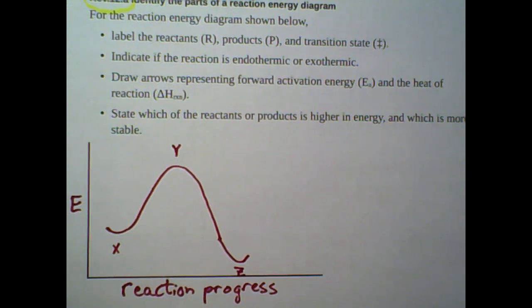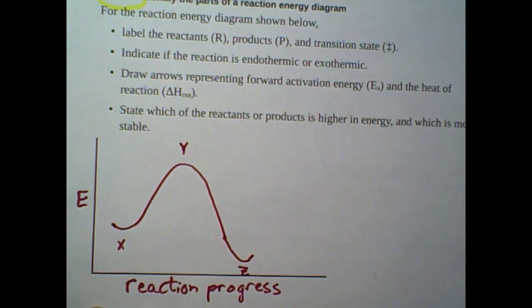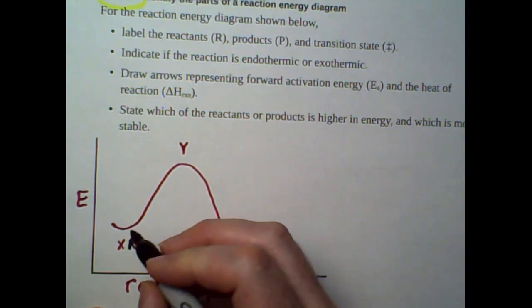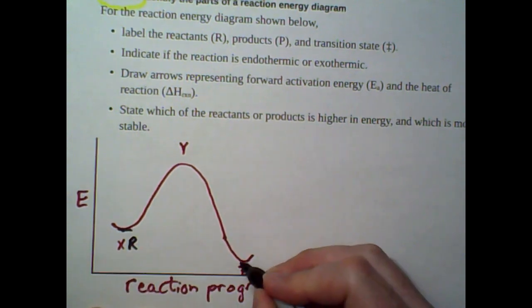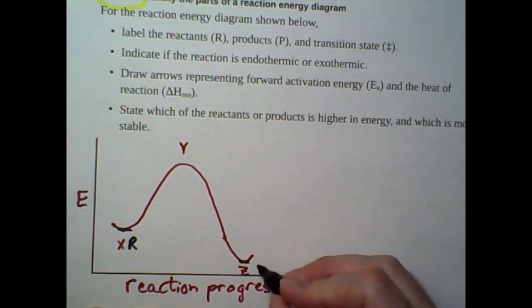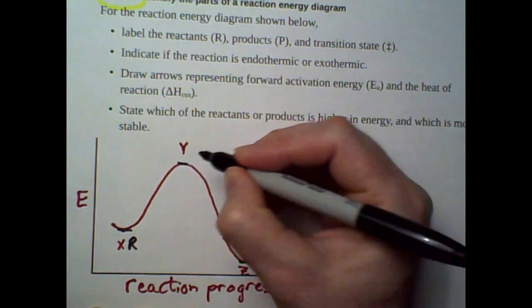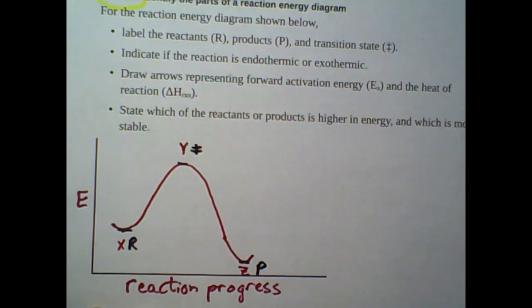All right. You need to know what different parts of this diagram mean and how you can use them to get some activities. So our first step, label the reactants, products, and transition state. So the reactants are the lowest point here on the left. There are X. The products are the lowest point here on the right, Z, and the transition state is the highest point, highest energy in the reaction, or Y in this case.